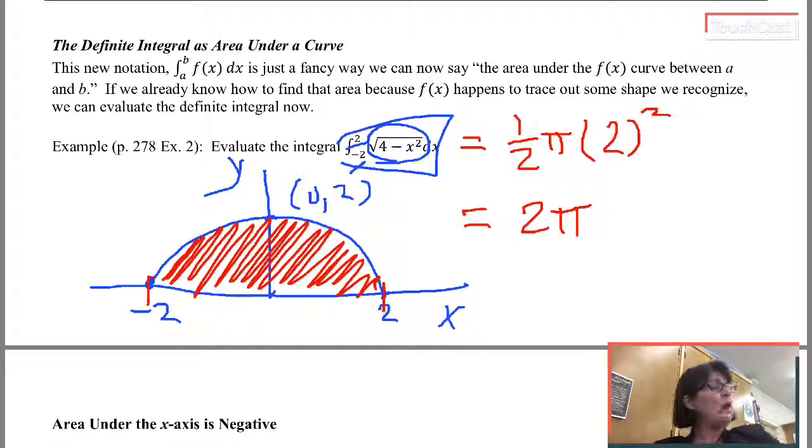Here, since there's no context, it's not clear to me what my units should be. I'm not expected to put units on this answer, but we will have problems coming up really soon where we write an integral to match a context, and we'll have to be able to give units with our answer. Notice the units would be whatever the y units are times whatever the x units are.